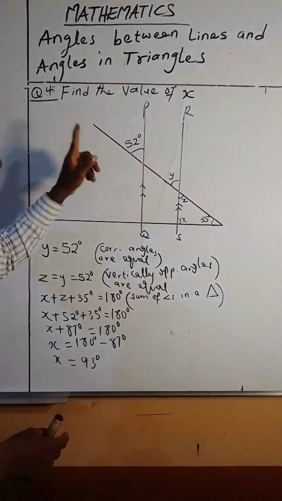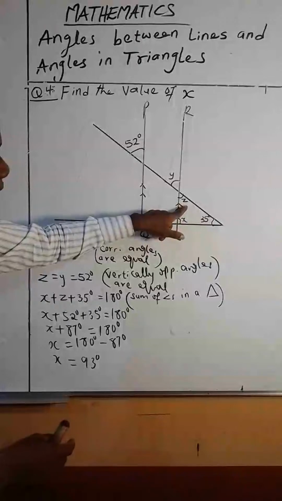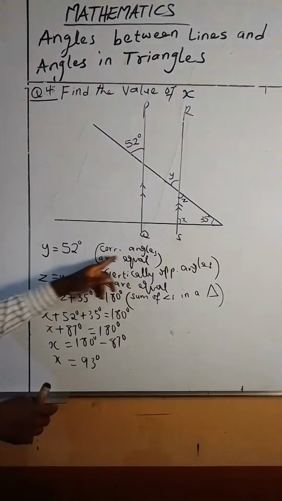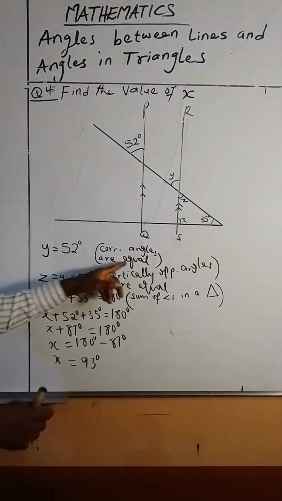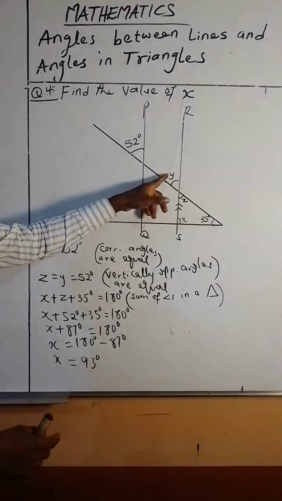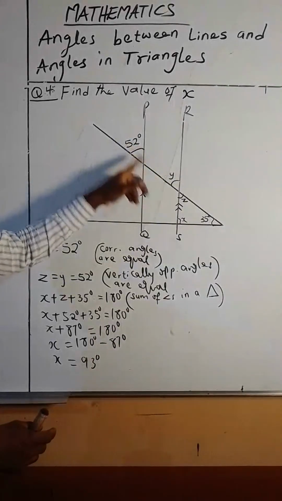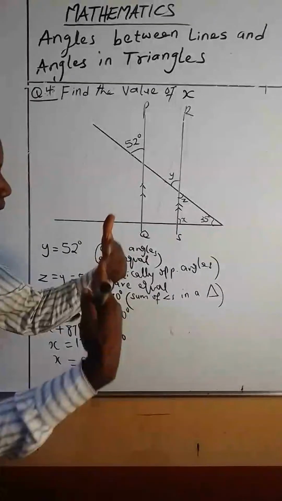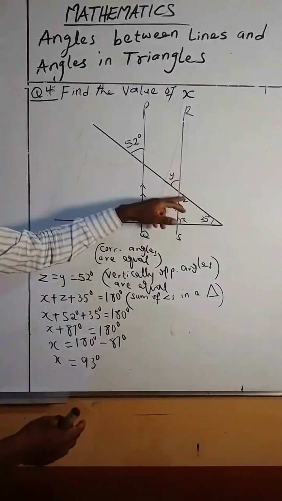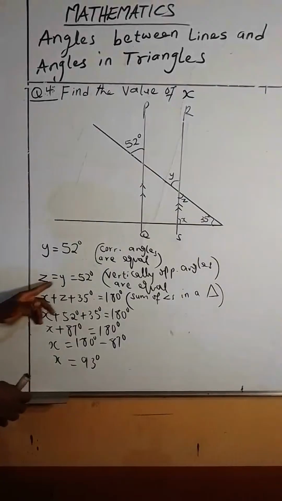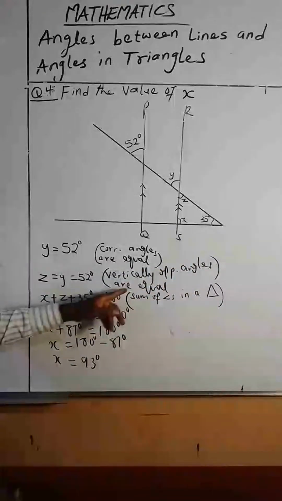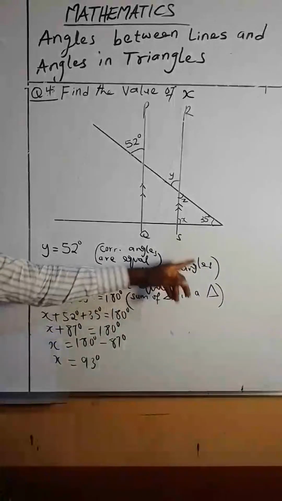Then the next thing is for us to get our z. Y is 52 degrees because it's in the corresponding position. The corresponding angles are equal. Then what is z? Z and y are vertically opposite angles, so they are facing each other directly, which means they are equal as well. So z is equal to y, which is 52 degrees.